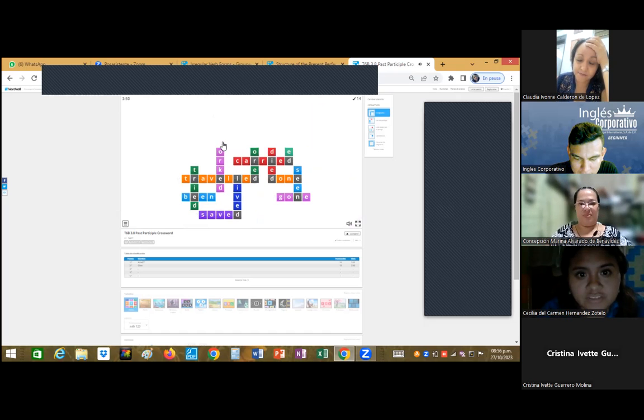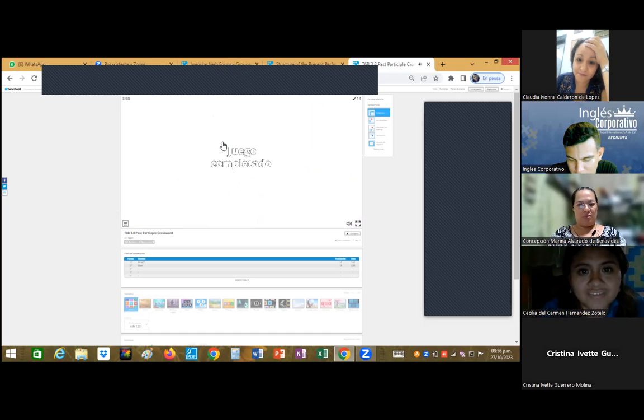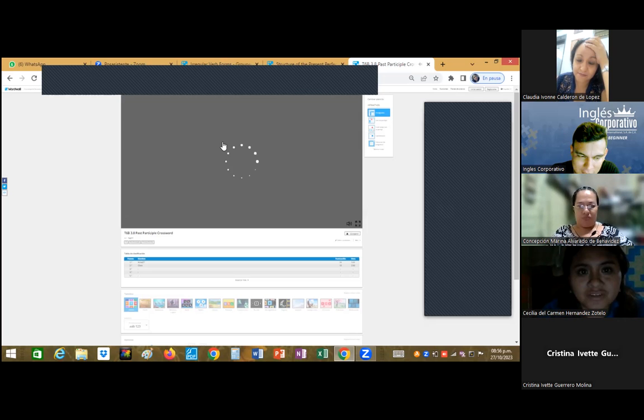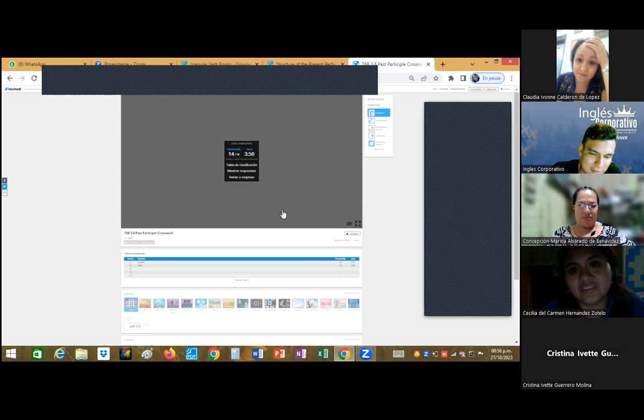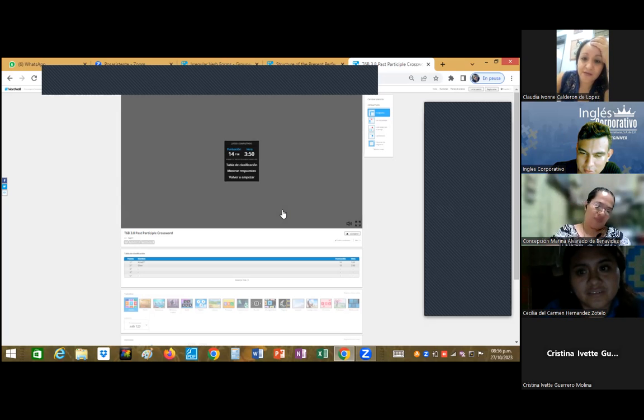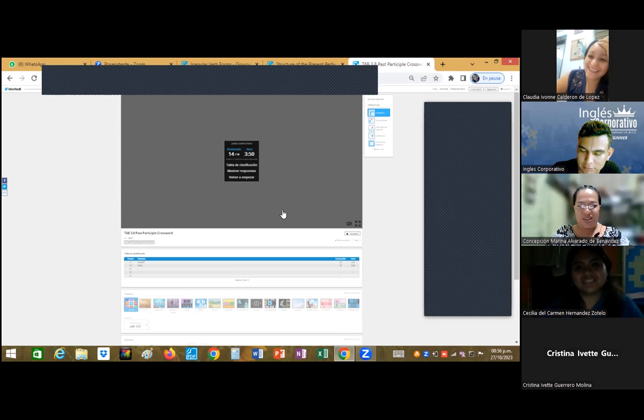Finish, finish, finish. Se borró. No le tomo. Ahí. No. Una mala tuvimos. ¿Por qué? No, ninguna. No, es que pensé que eran 15. No, 14.